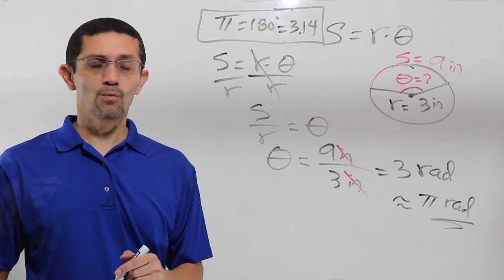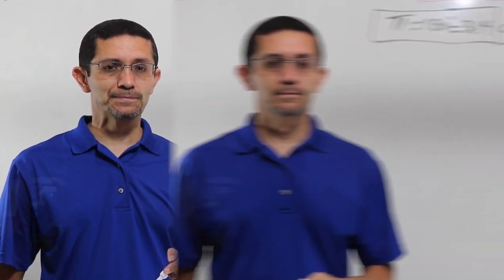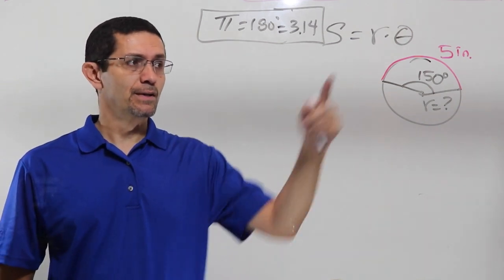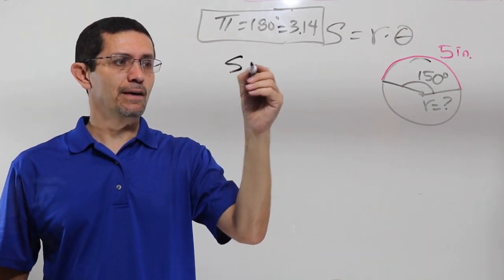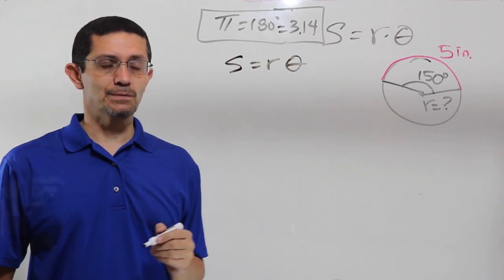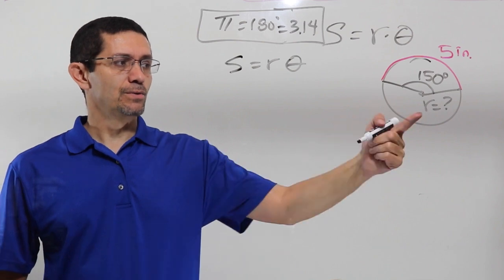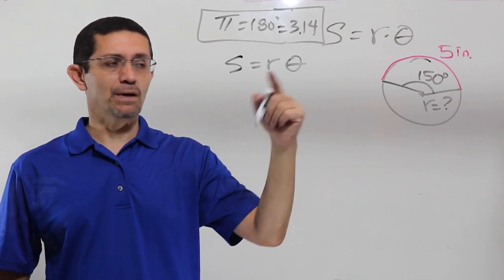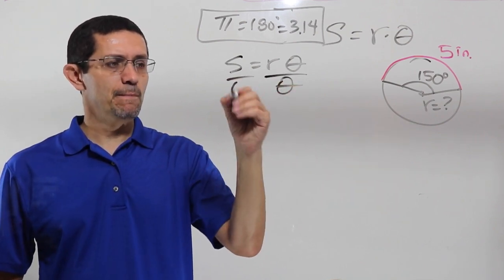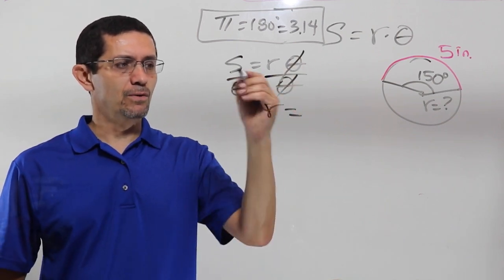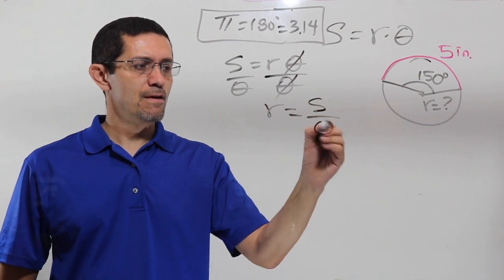Now let's work on another one where we need to find the radius. Now the question is, find the radius. I have the same formula. I'm not changing the formula. So let's bring the formula over here. S equals R times theta. Radius times theta in radians. So the question is R. This is the R by itself. Divided by theta, divided by theta. Theta cancels. R equals S over theta.